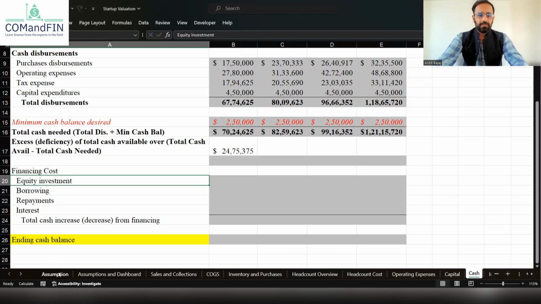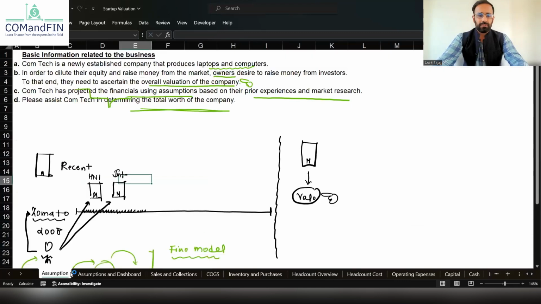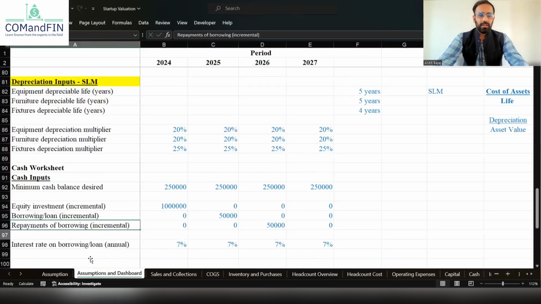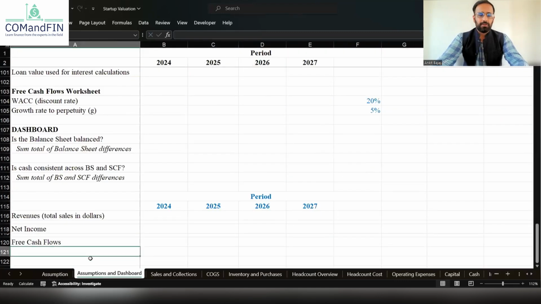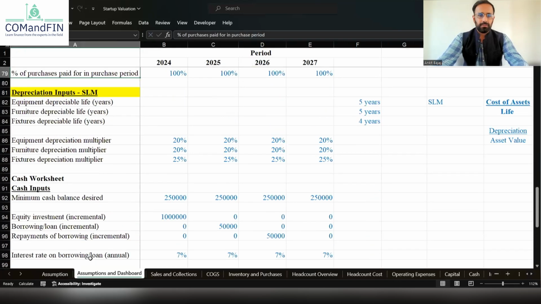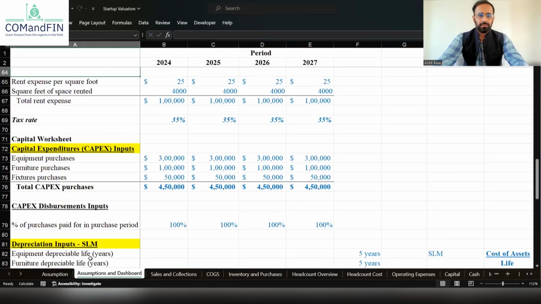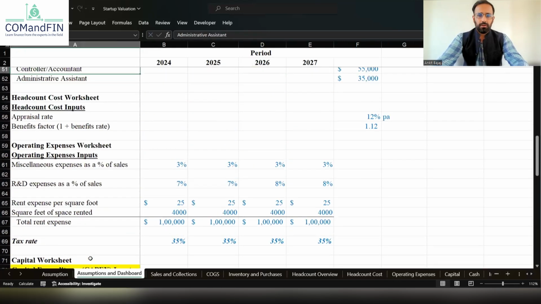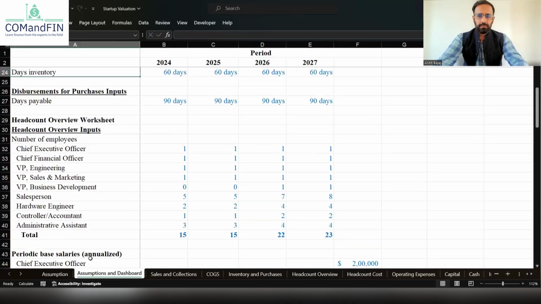Now, if you see in the assumption sheet, some assumptions are given related to the financing cost. We will see those assumptions and try to understand what these assumptions say. Here, the assumption related to the finance cost or source of finance is given. So we will use those assumptions.